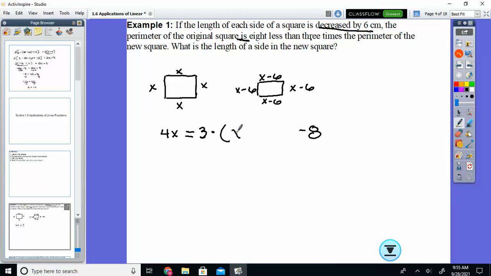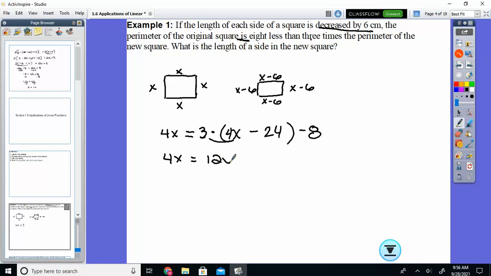So if you add it up, you have 4x minus negative 6, and 6 and 6 will be 24. Is everybody okay with me? So now, this is just an equation like we had yesterday, we're ready to solve.